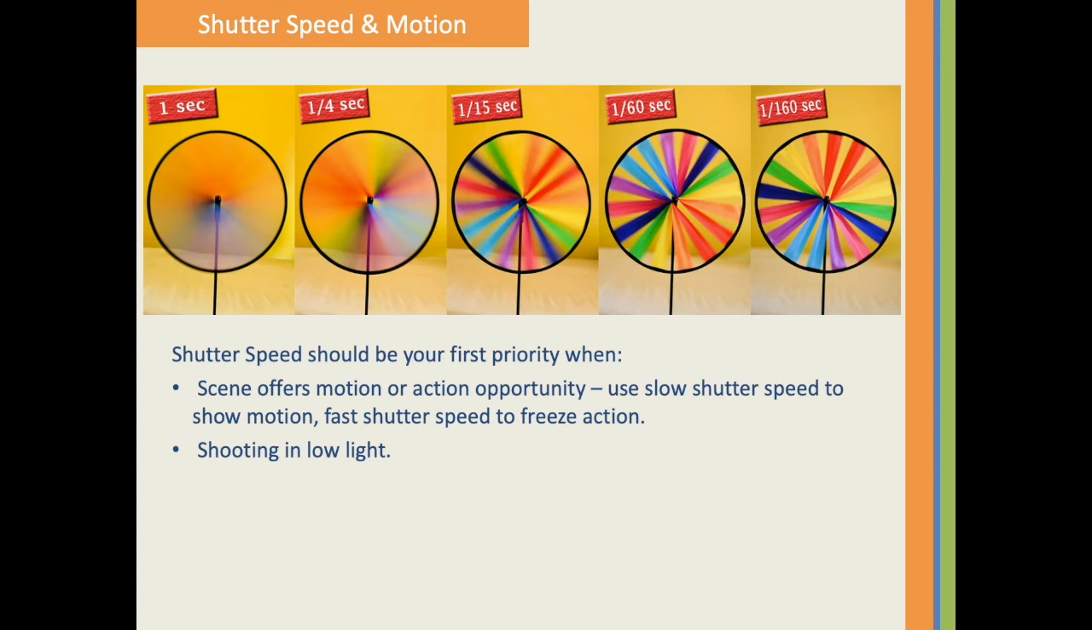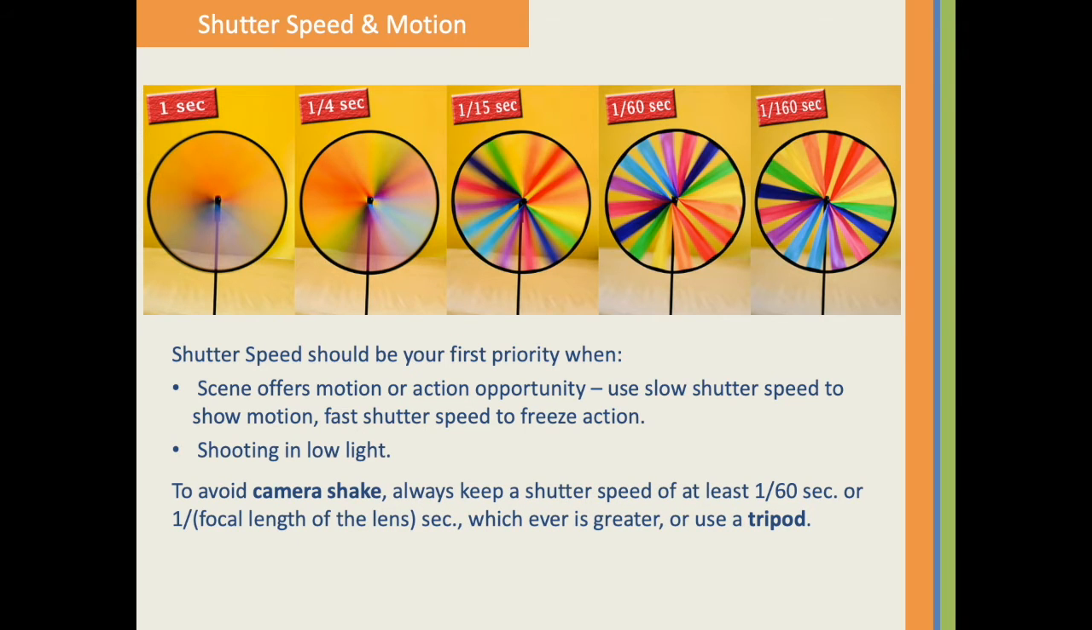So shutter speed is not only important when you want to show motion or freeze action, but it's also important when you are shooting in low light because it allows you to let more light into the camera when you shoot at a very slow shutter speed. But then you need to use a tripod, because in order to avoid camera shake, you always need to keep a shutter speed of at least 1/60 of a second. Some people now are managing to shoot slower than that because we have image stabilizers on the lens.